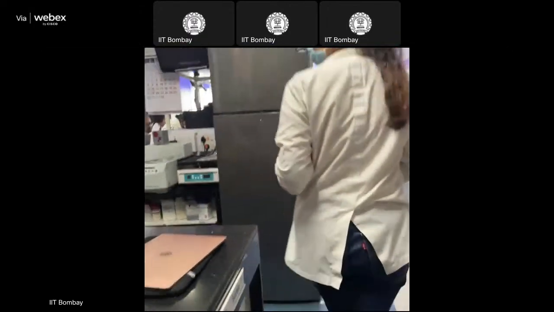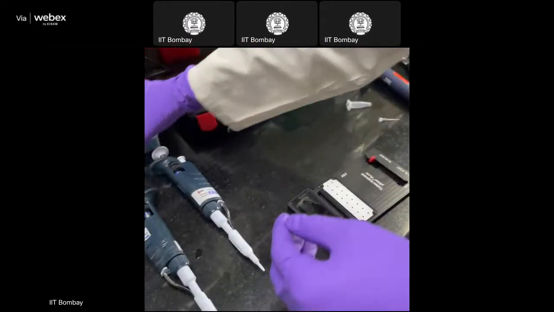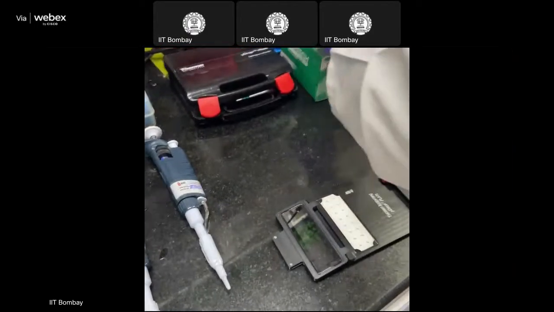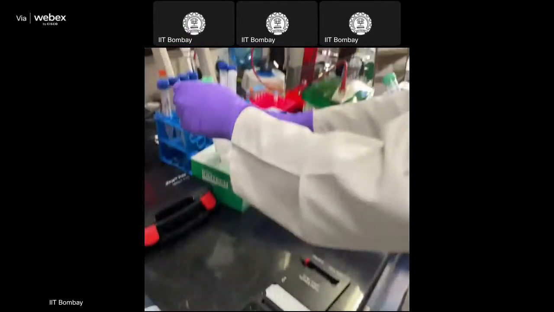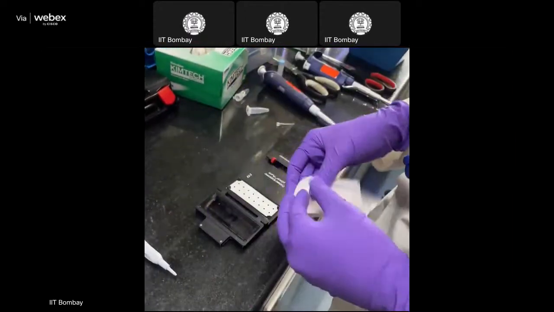We need to ensure that we clean the plate as soon as we are done with the analysis. Always make sure that you don't use any tissue, as it will scratch the surface. So we use good quality lint-proof tissue.